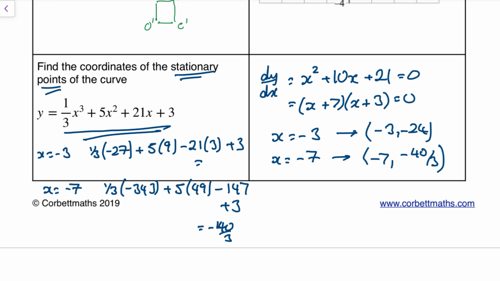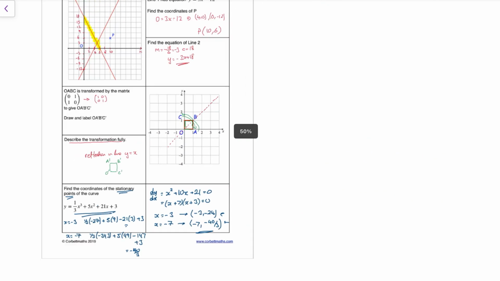Is that what it wants? It doesn't want to know what they are. It doesn't want to know the nature of the turning points. So therefore, two coordinates. Those are both my answers. And that is today done.